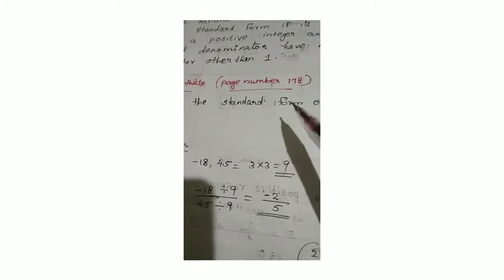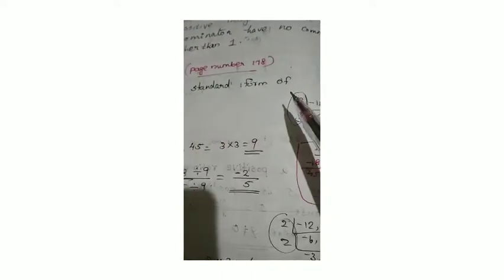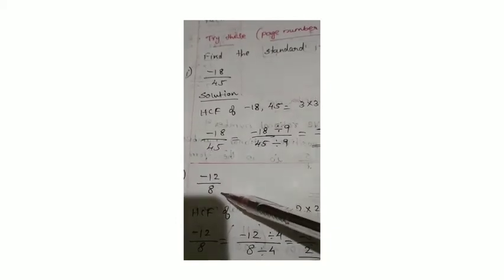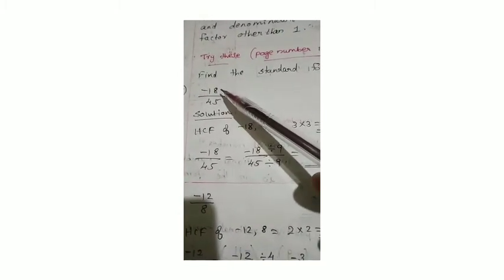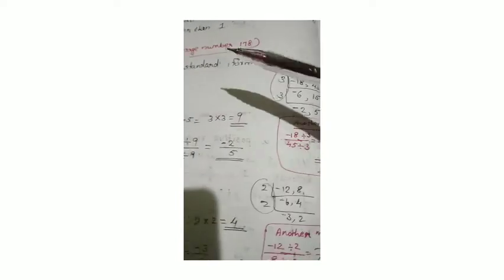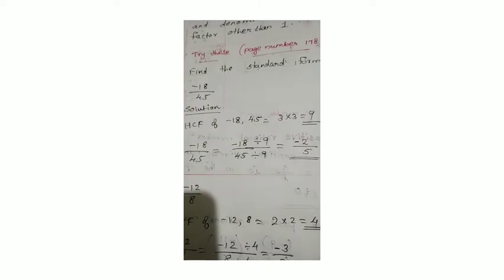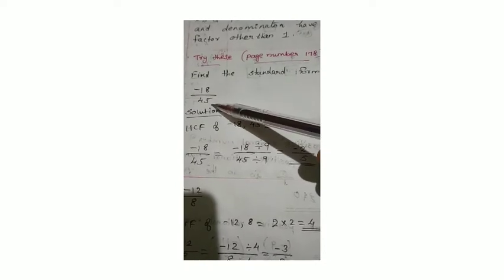Next we can discuss page number 178. Try this: find the standard form of negative 18 on 45 and negative 12 on 8. Clear? So, how can we find out? We have to write the simplest form of negative 18 on 45. We can use the cutting method, any method we can use. Here, dividing both numbers by a smaller factor. So here the smallest factor will be 3. In 3's table 18 is there, also 45 is there.